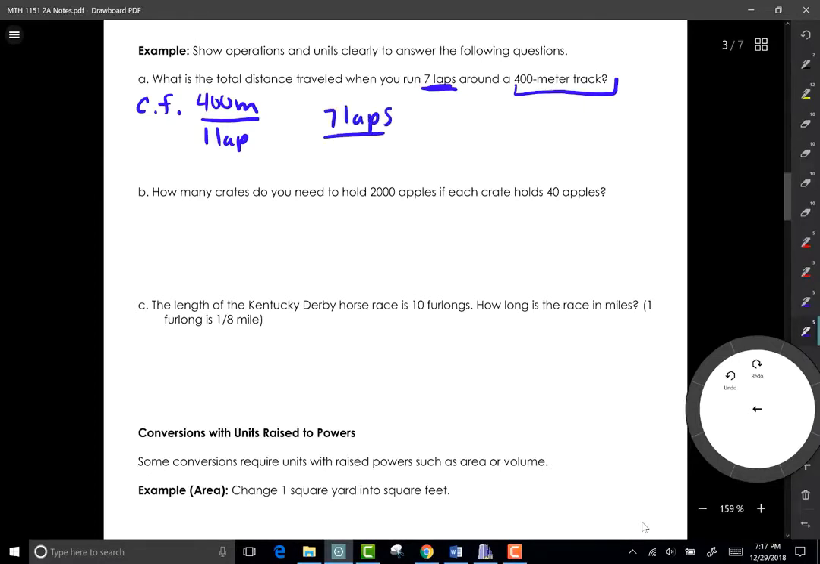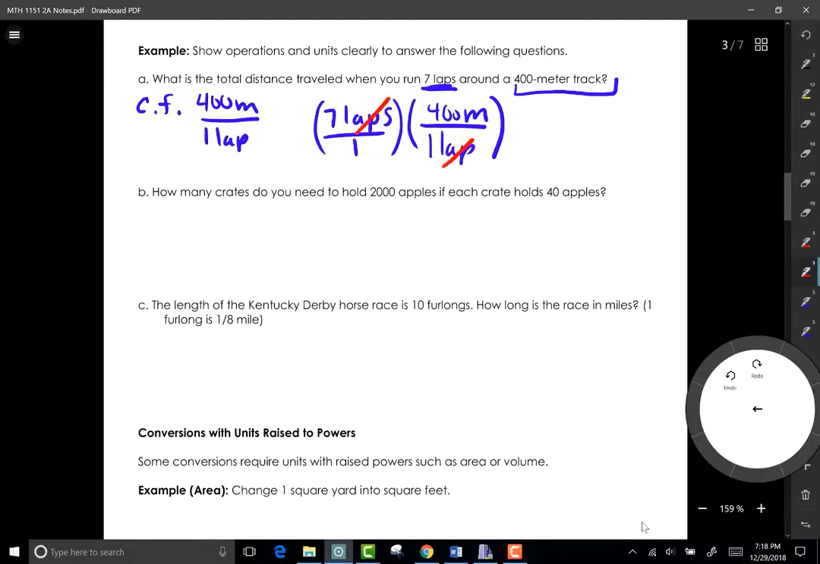I'm going to put that over 1 so I can line it up and do my chain of factors. I want to get rid of laps, and I want to end up with meters. So since I want to get rid of laps, the laps is going to go on the bottom so I can cancel these out. So 1 lap is equal to 400 meters. Now I can get rid of lap and lap.